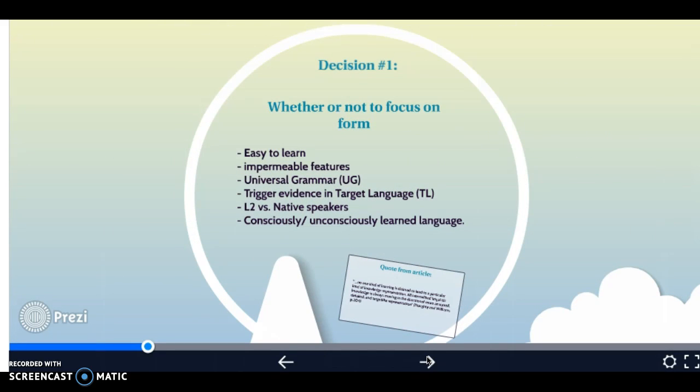Decision number 1, whether or not to focus on form. Some features of form are so easy to learn and at the same time noticeable for the learner. Most researchers agree that there is no use for teachers focusing on these features, since it would only be wasting time. On the other hand, there are some features which are quite impermeable, and this would also be only time-consuming without any development in communication.